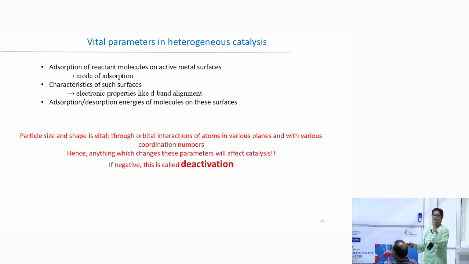So what is the most important when you are looking at a metal supported particle catalyst is particle size and shape. It is the most vital, through interactions of atoms in various planes and things like that, which you saw. And finally, it all boils down to coordination numbers. So that is why shape also becomes important. And now you can understand why those people made etched catalysts, which is very fantastic.